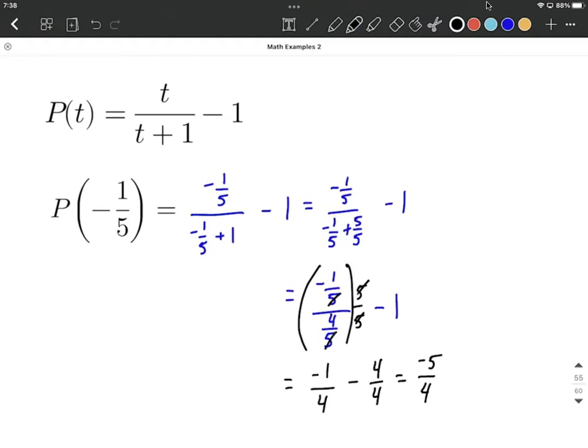All right, hope this helps out as you're working on evaluating kind of difficult rational functions by substituting in fractions. Good luck.